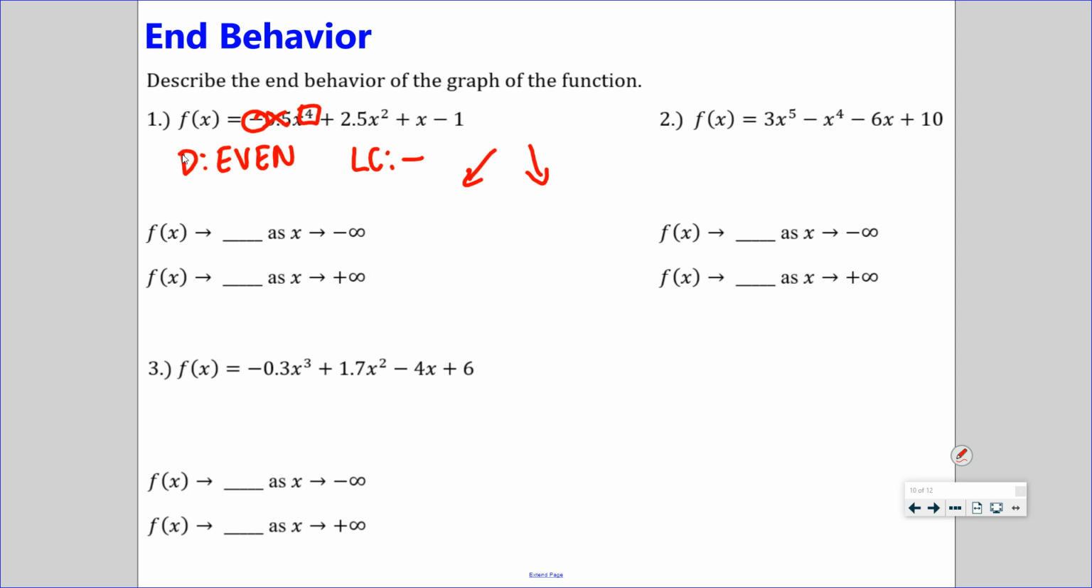I'm like, okay, even means they're doing the same thing. Negative means they're both going down. So my graph is approaching negative infinity in both directions. I think drawing a sketch helps.